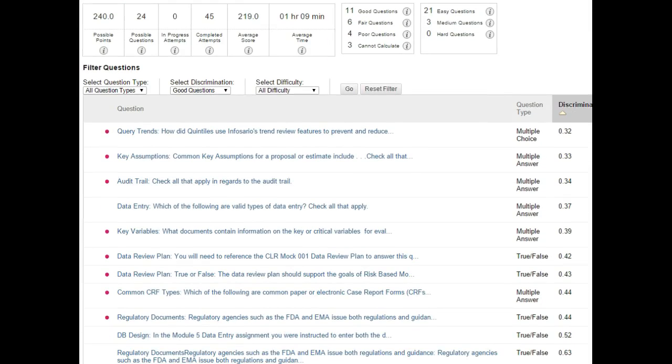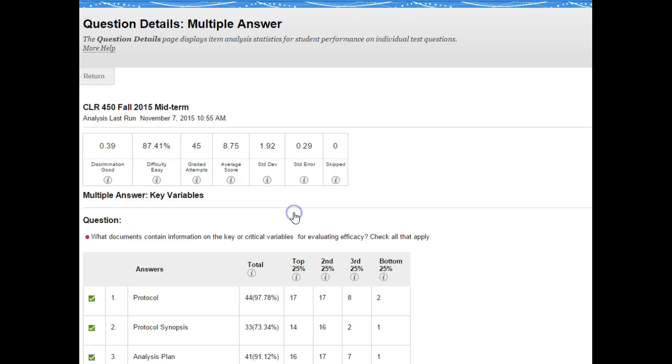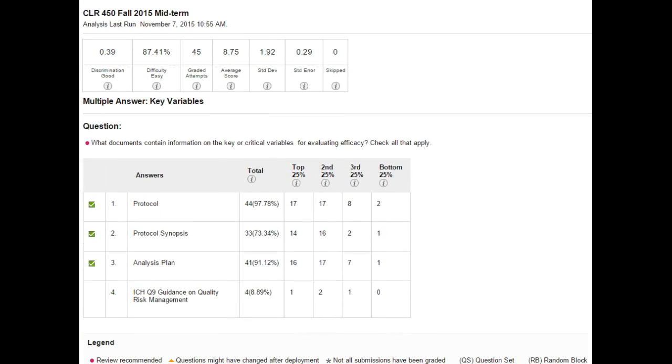Okay, question. Key variables. Only about 87% of people miss this. Most of you got it right, but really none of you should get it wrong, because we've talked about this at various points, both in the lecture and in the readings, and I actually had this as a question on the Module 3 assignment, and I gave guidance and feedback on it then. So I want to make sure that you understand this.